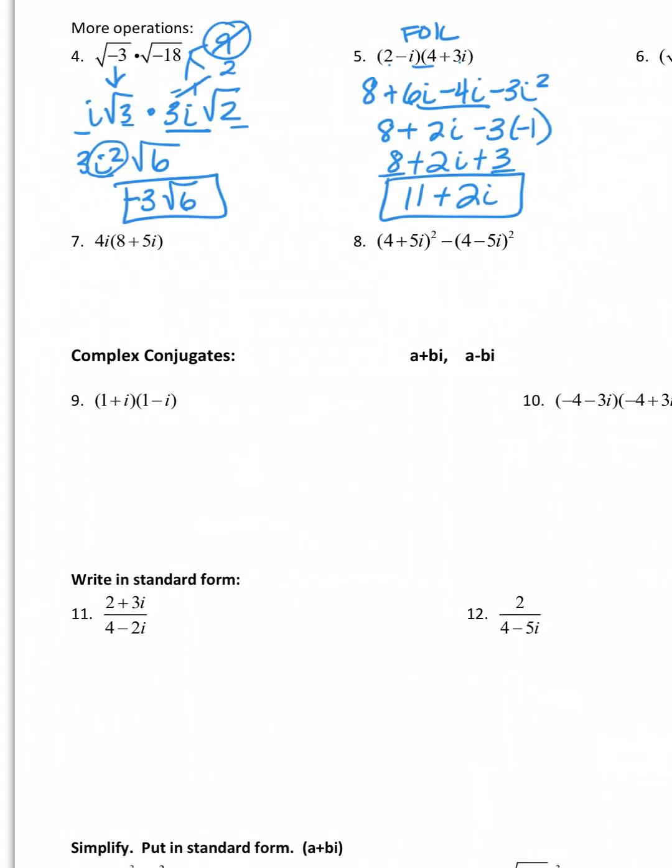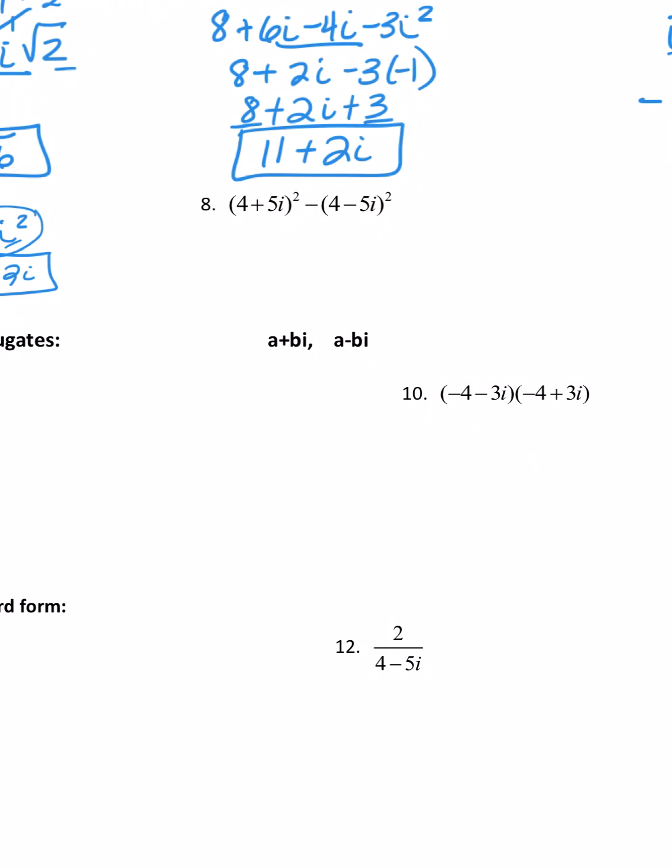All right, let's go on to number 7. Number 7, we have imaginary times a complex. So it's just distributing. So I'll do 32i and then plus 20i squared. But then I have to simplify that because the 20i squared, remember i squared is negative 1. Negative 1 times 20 is negative 20. So I put the real portion in the front now, negative 20 plus 32i. And there's my new complex number.